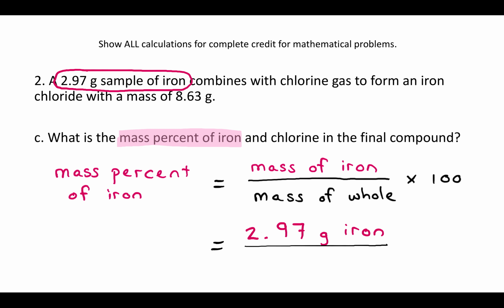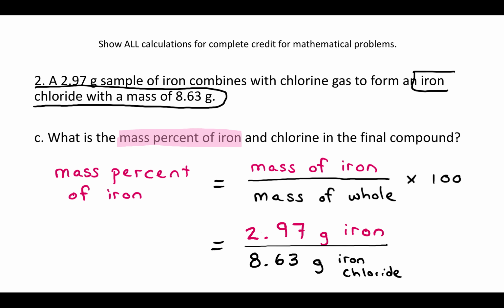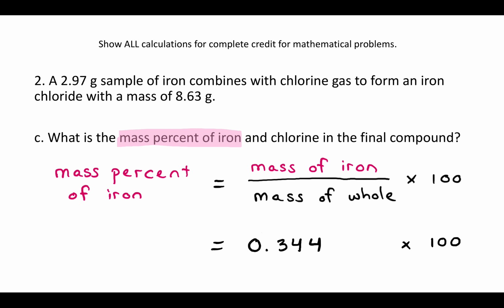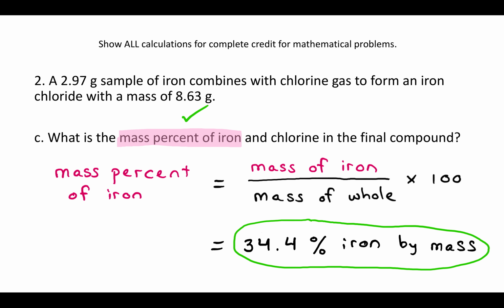The mass of iron is 2.97 grams. They give us that in the problem. The mass of the whole, they also give us in the problem. That's 8.63 grams. So we take that, multiply it by 100. We get 0.344 times 100, and so 34.4% iron by mass. This compound is 34.4% iron by mass. So there we have the mass percent of iron.